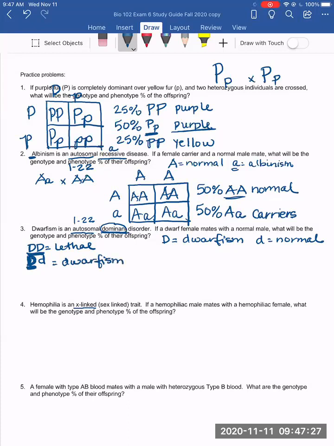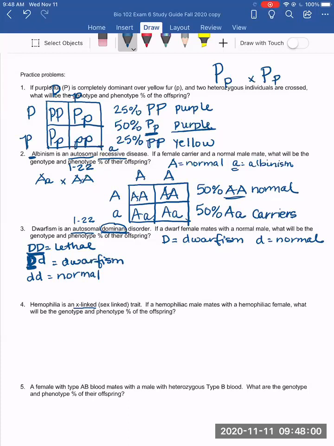You have to know the genotype of each possible situation so you can do the cross correctly. So in this case, little d is normal. It's reversed if you look at the previous problem. So this is a dwarf female mates with a normal male. Now, typically what happens in this problem is I get emails from students saying, hey, professor, you didn't tell us if the dwarf female was homozygous or heterozygous.